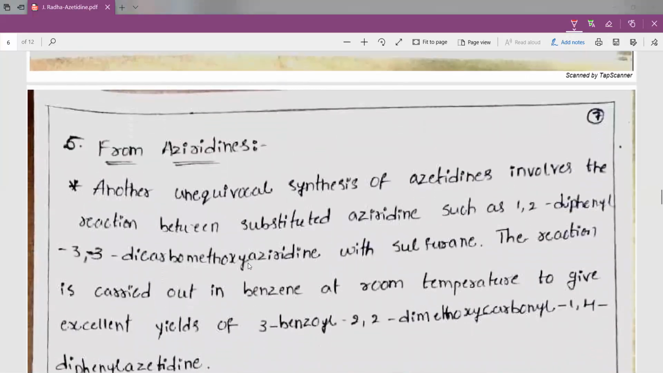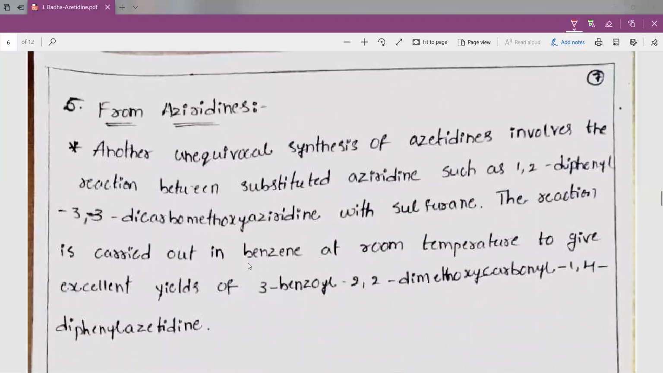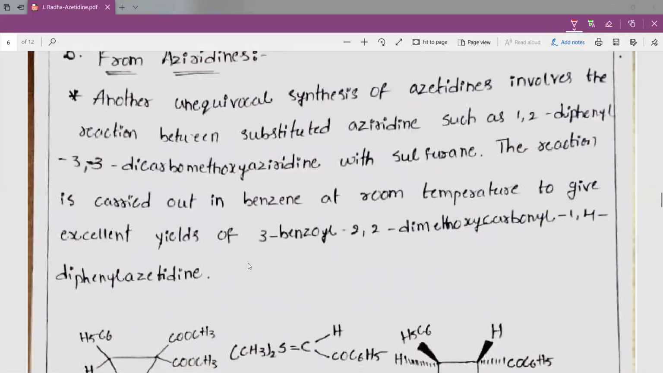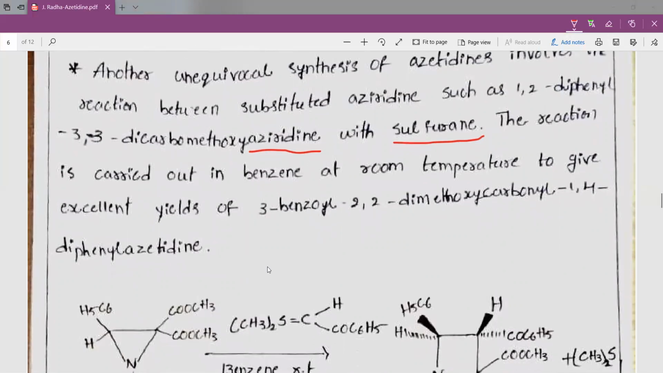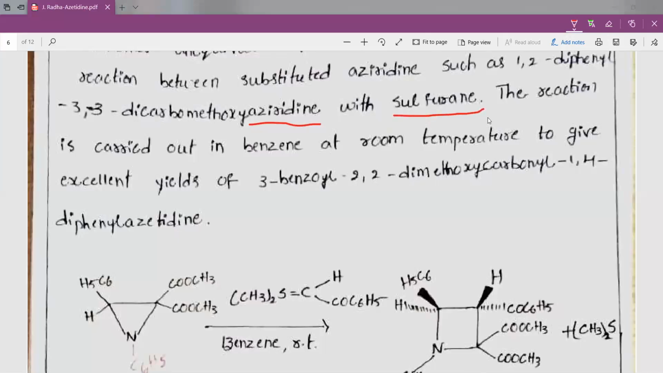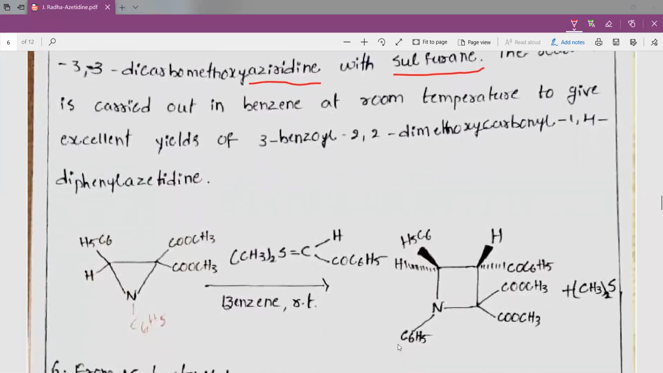Aziridines, the three-membered ring systems, undergo ring expansion to a four-membered ring system when treated with sulfurane. Here we are making use of a 3,3-dicarbomethoxy aziridine, a substituted three-membered ring system. It is treated with sulfurane in benzene at room temperature, resulting in the formation of a substituted azetidine.